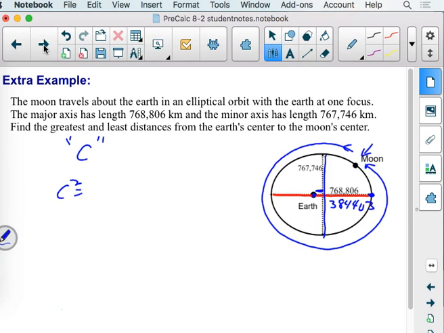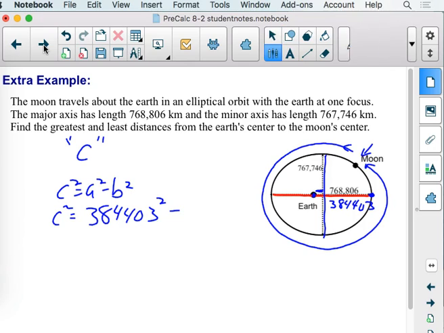It's an ellipse, so c squared is going to equal a squared minus b squared. We just found a. C squared equals 3,844,003. Oh, that doesn't even look recognizable. Can we get b? How do we get it? Divide the other one by 2. Exactly. That minor axis by 2. 767,746 divided by 2. Make sure I press that in right. There we go. So this one is 383,873.